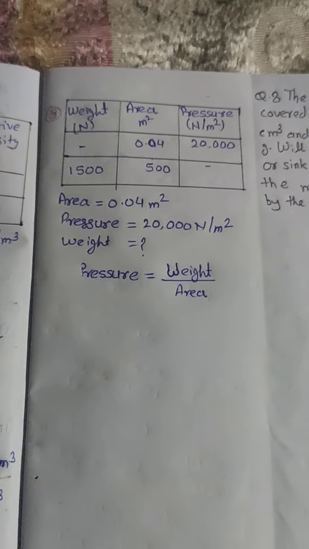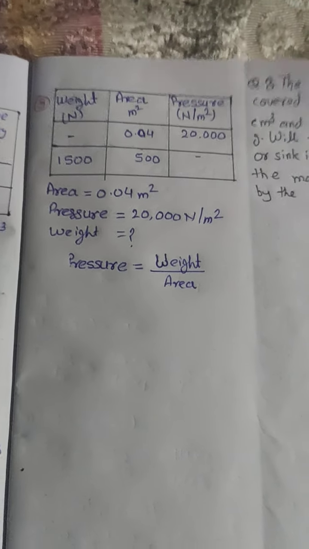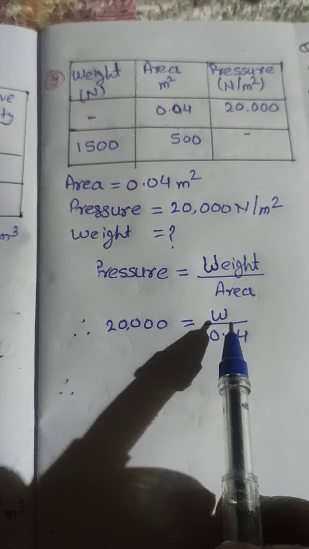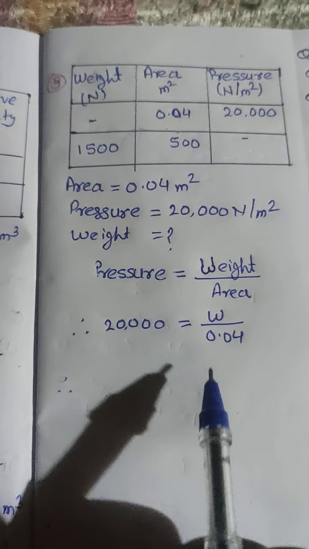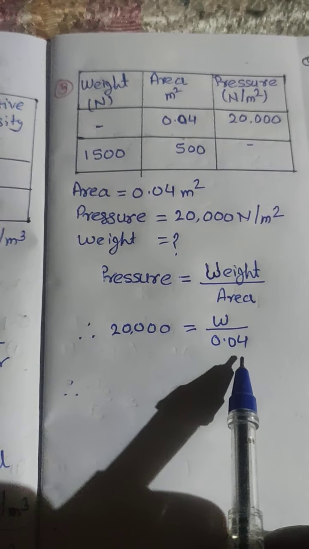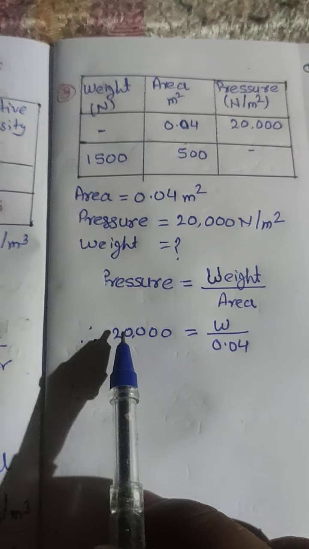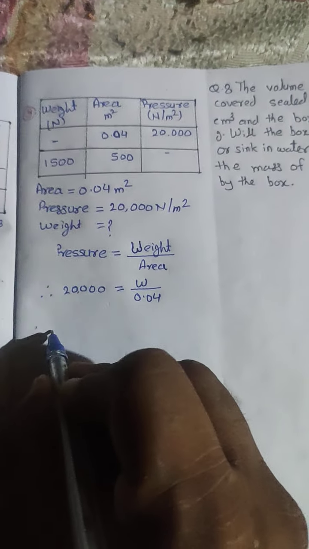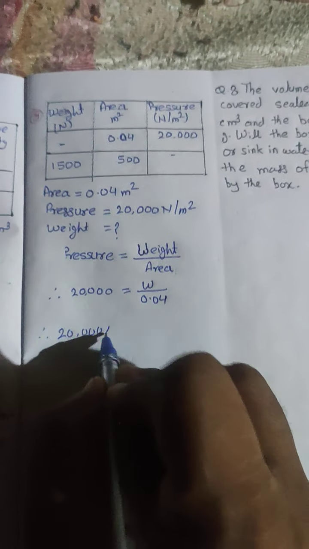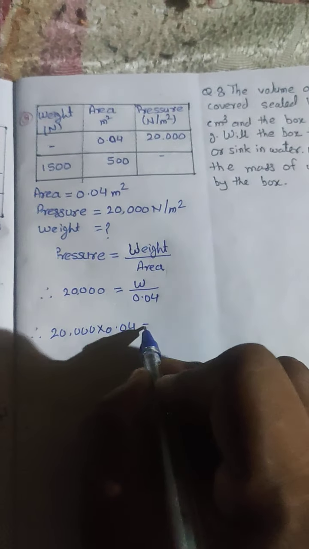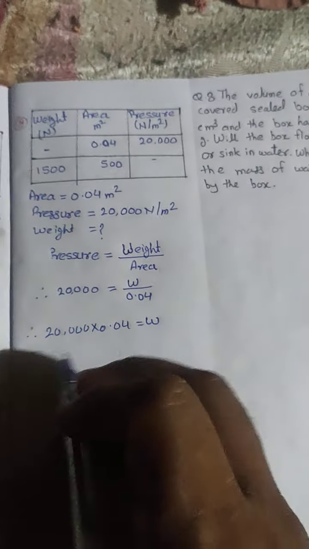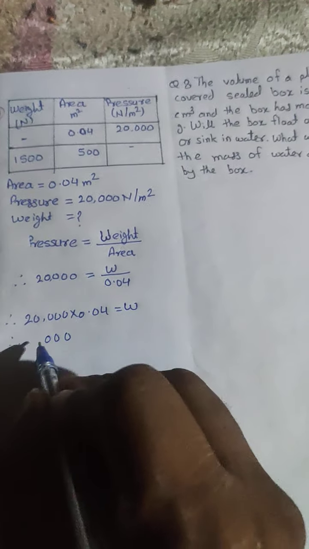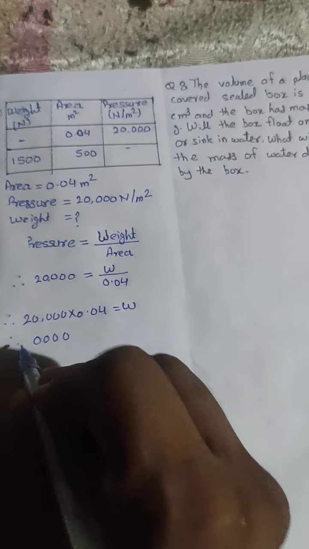Then in the next step we just put the values which are given. See, pressure is given 20,000, weight not given, so we write W for weight, and area is given 0.04. It's a denominator. We take it to the left hand side, it becomes multiplication. So here we got 20,000 multiplied by 0.04 equals W. Now simply multiply. 4 zeros are 0, 4 zeros are 0, 4 zeros are 0, 4 zeros are 0, and 4 twos are 8.